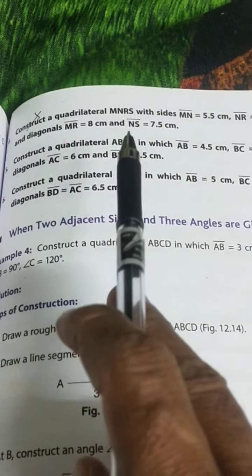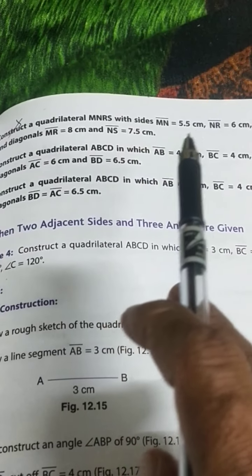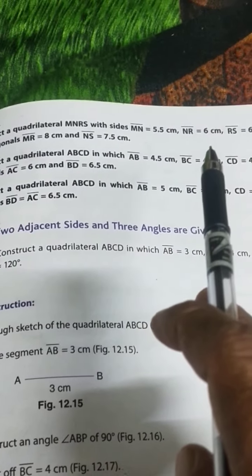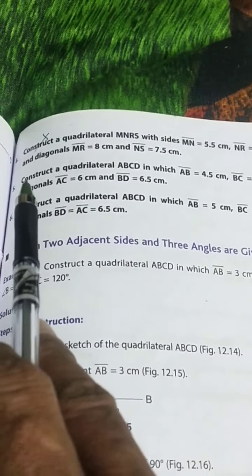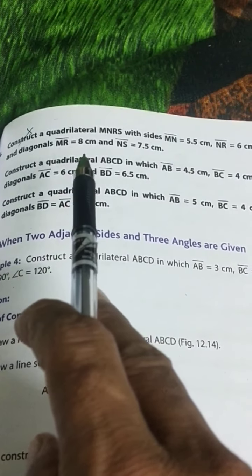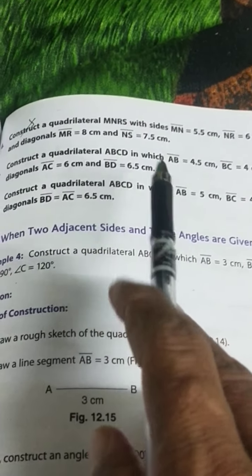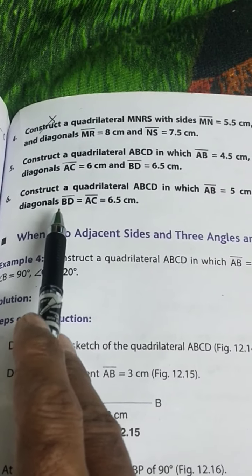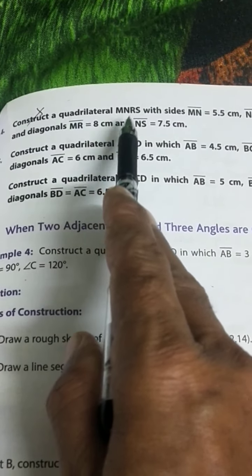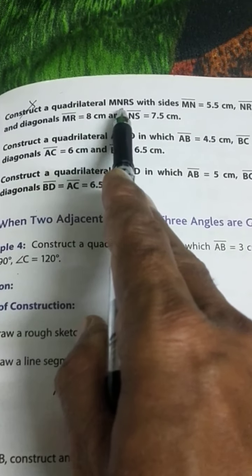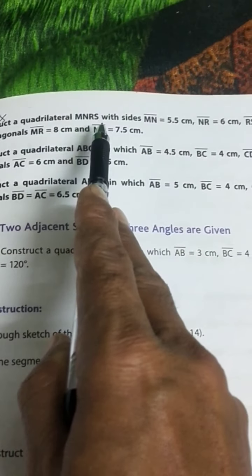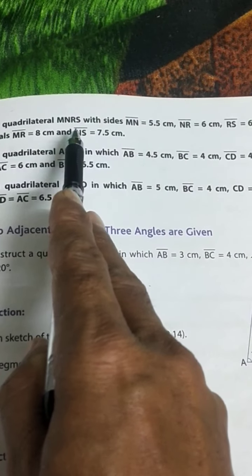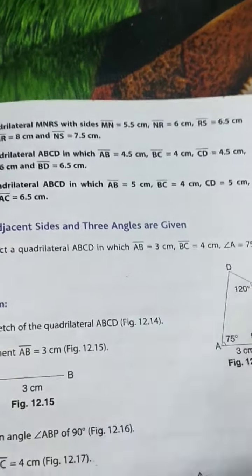Next, I go for the fourth sum: construct a quadrilateral MNRS with side MN is equal to 5.5 centimeter, NR is equal to 6 centimeter, RS is equal to 6.5 centimeter. These are three sides of a quadrilateral, and diagonals MR is equal to 8 centimeter and NS is equal to 7.5 centimeter. So here in this question we are going to construct a quadrilateral MNRS. MR and NS are two diagonals, and MN, NR and RS are three sides of the quadrilateral.